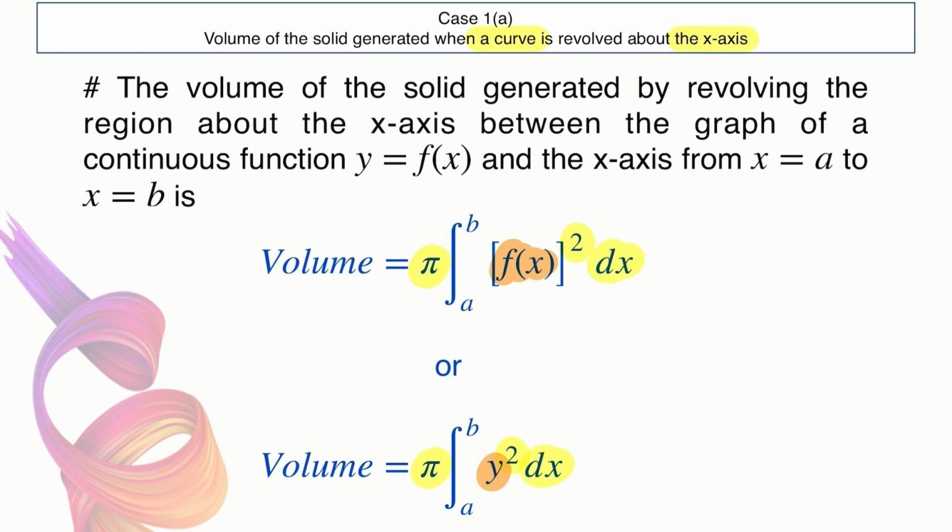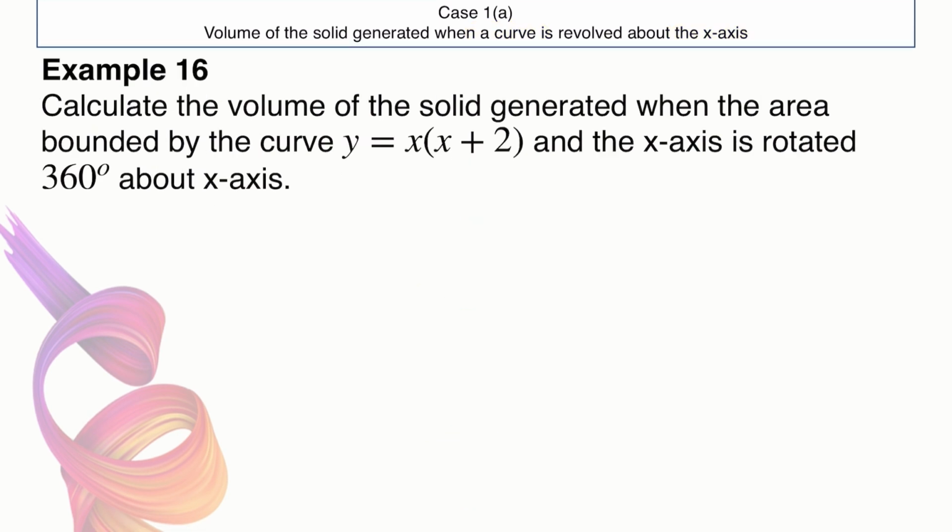And we continue to example number 16. Calculate the volume of the solid generated when the area bounded by the curve y equals x(x plus 2) and the x-axis is rotated 360 degrees, a full rotation about the x-axis. So now we have only one function involved, and the rotation is a full rotation about the x-axis.